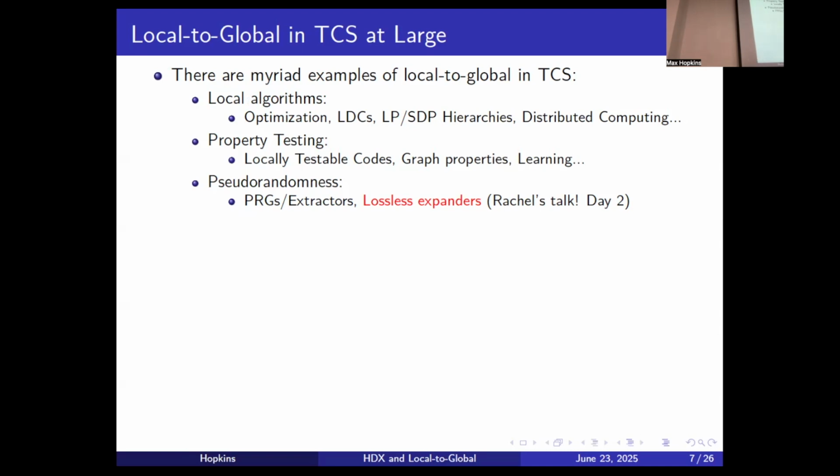And largely the point of this workshop is hopefully to get a high level idea of what we know so far about where HDX fit into the picture. And for the audience to keep in mind: can we use this type of machinery in your subfield? Likely there is some type of local to global behavior in things you study. Can we somehow use HDX here? We have 4 or 5 examples where HDX have been incredibly powerful. I'm sure there are many more, and it would be great to have people's expertise to see where this should fit into the broader picture of TCS.